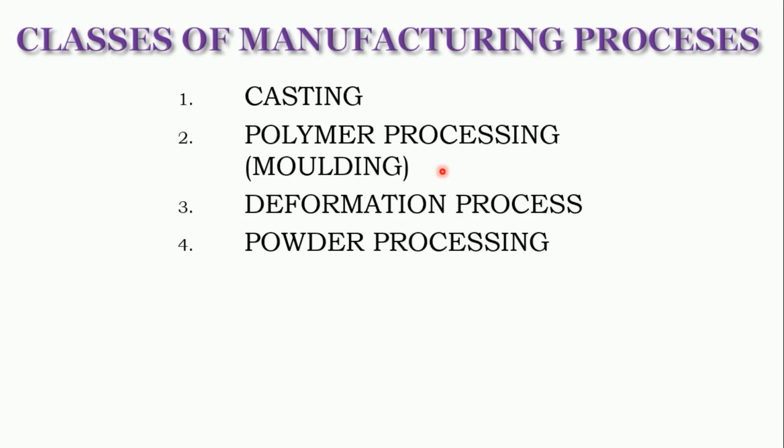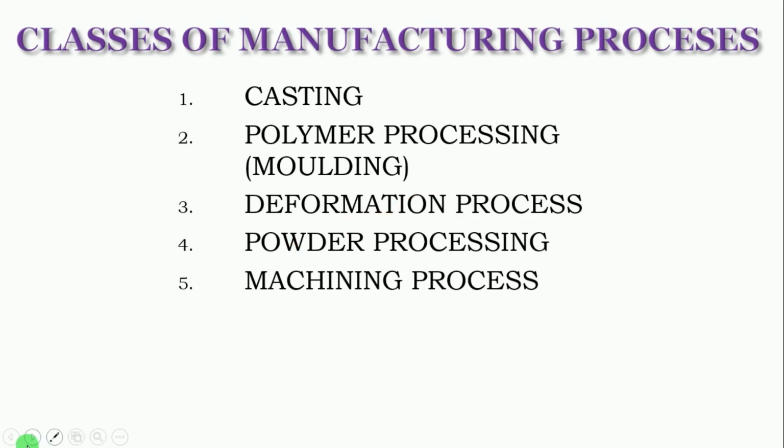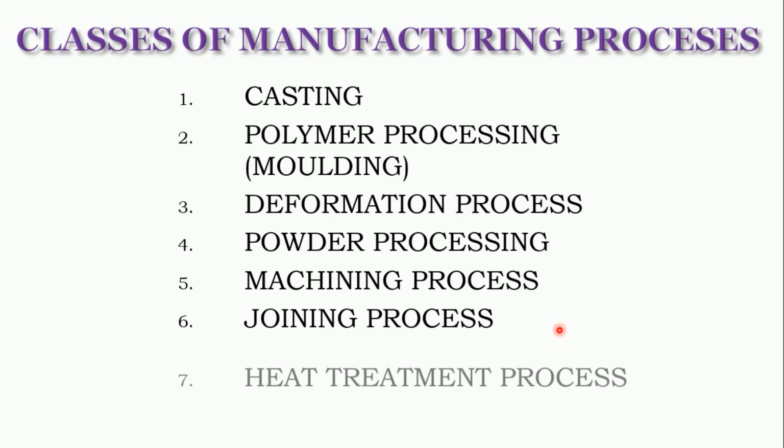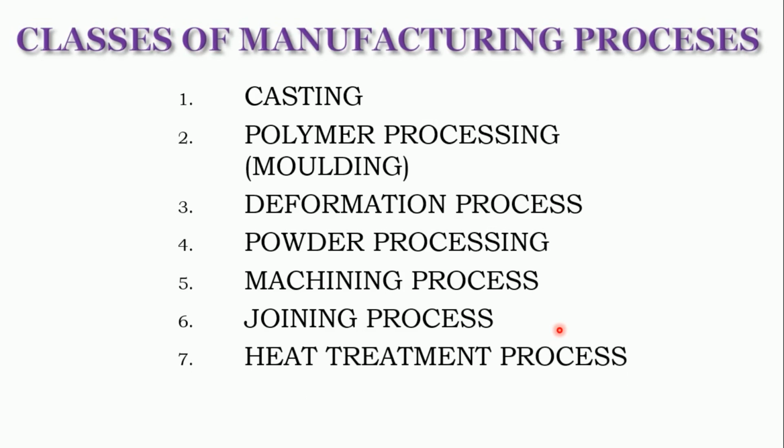Then powder processing, called powder metallurgy and sintering processes. Then machining processes, where you remove material from the workpiece; this is part of the negative manufacturing processes. Then joining processes: welding, brazing, and soldering come under joining. Then heat treatment is a special process, and the eighth one is assembly processes, where a number of components come together to form a complete component.